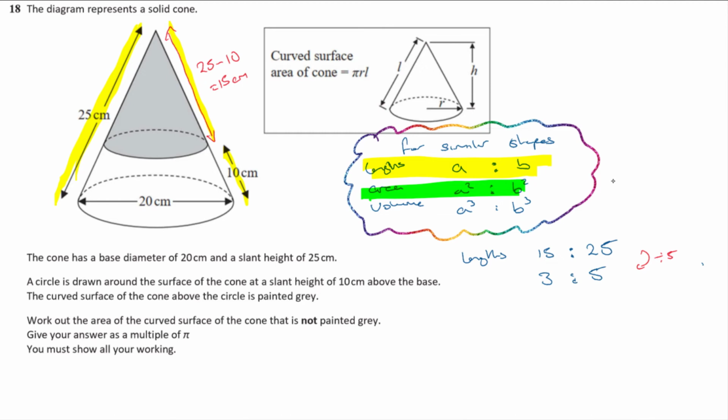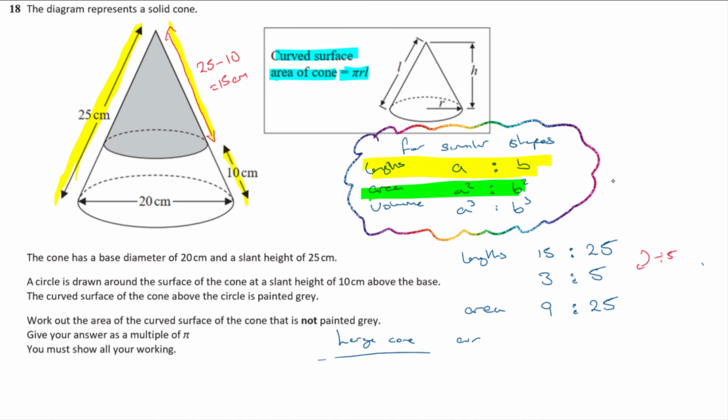Okay? So if I know the ratio of their lengths, I can easily find the ratio of their areas by squaring those. So 3 squared is 9, 5 squared is 25. So that means that the ratio of their areas is 9 to 25. Now we're talking about the surface of this cone that we're painting, which is definitely one of these areas. So we know that the area of the big cone is going to be 25 for every 9 you've got on the smaller cone.